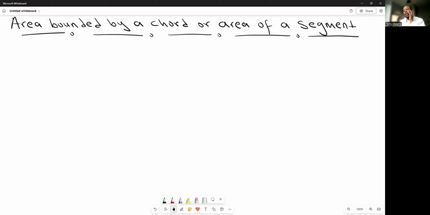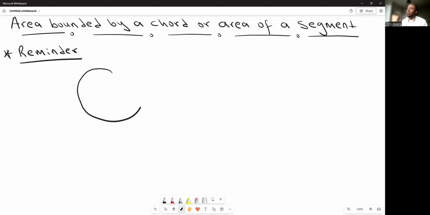So in the beginning of the series, I introduced some terms. I talked about the major segment, the minor segment, the chord, the radius, the sector, the minor sector, and the major sector, okay? So I'm going to do a quick reminder here, because I need these concepts in order to explain what I want to do.